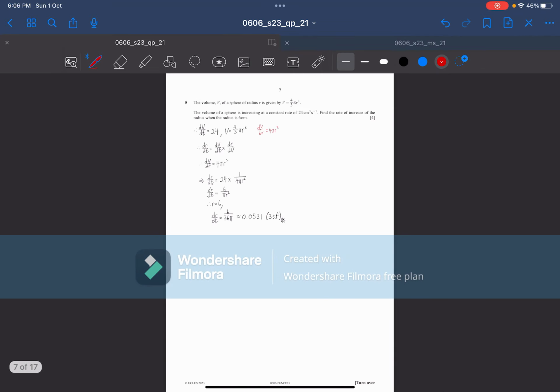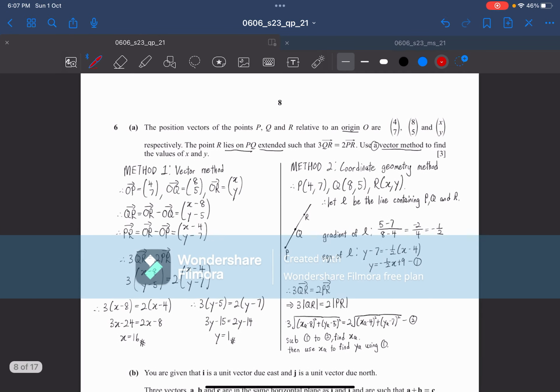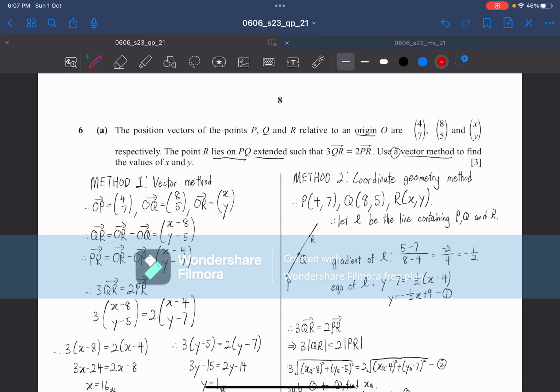All right. This question is also pretty straightforward. So, question 6. The position vectors of the points P, Q, and R relative to an origin O are these, okay? Respectively, the point R lies on PQ extended such that 3QR equals 2PR. Use a vector method to find the values of x and y.